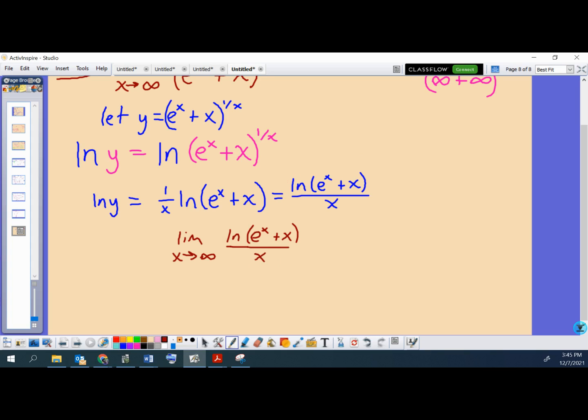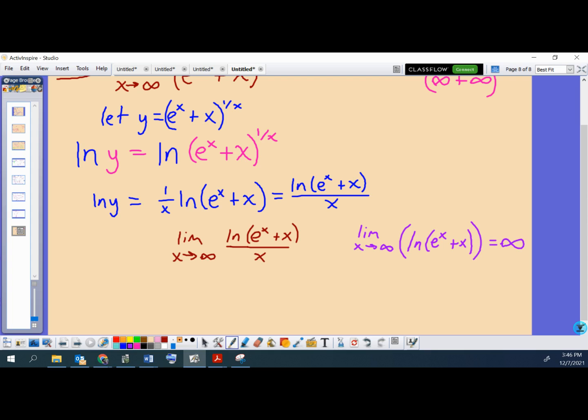And again, you want to show that you can use L'Hopital's rule. Anytime you use L'Hopital's rule, show that you can use it by showing the indeterminate form 0 over 0 or plus or minus infinity over plus or minus infinity. In this case, you can tell it's going to be infinity over infinity. So all you've got to do is show it this way. The natural log of e to the x plus x. I guess I didn't really need that extra parentheses, but that's okay.